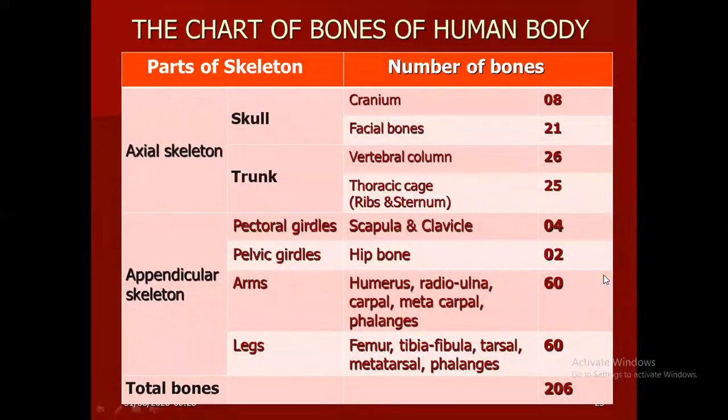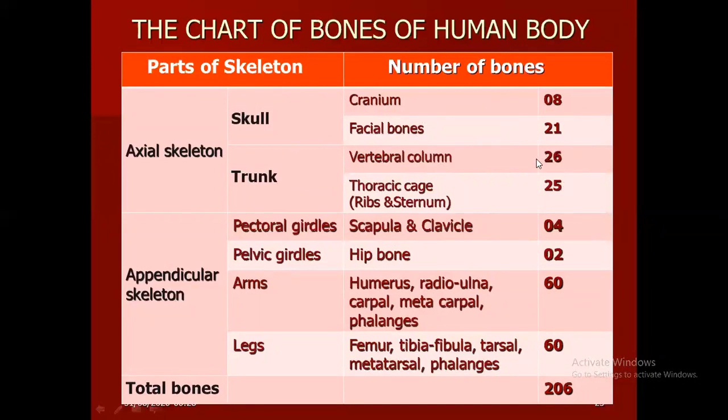Now the chart of bones of the human body. Look, axial skeleton: skull and trunk. Skull again, two parts: cranium and facial bones. Cranium, the number of bones 8, facial 21, vertebral column 26, thoracic cage 25.